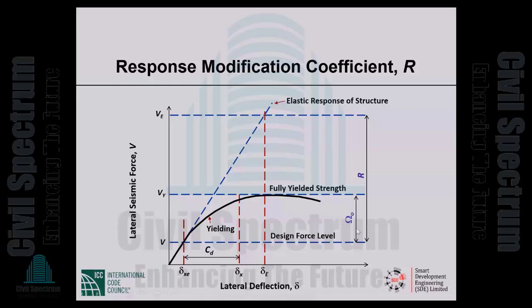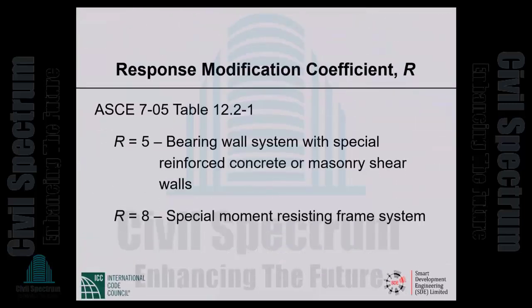It is not a system level factor. It's more like a member level factor. I want to emphasize that. So C sub D, R, omega sub zero.